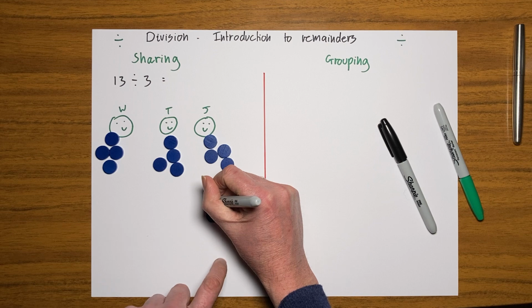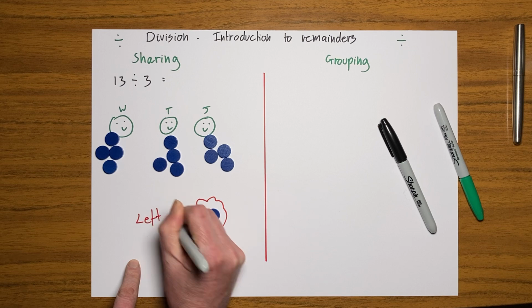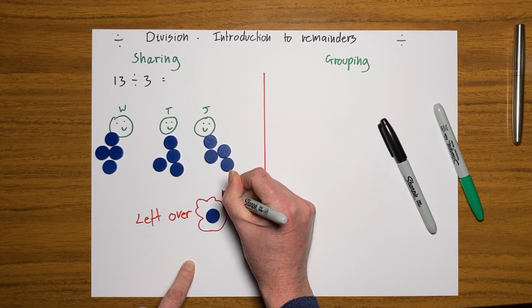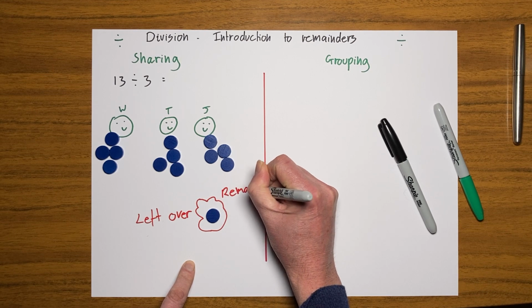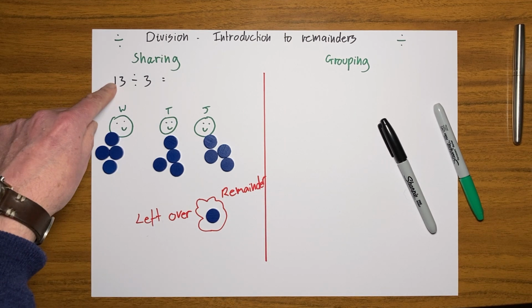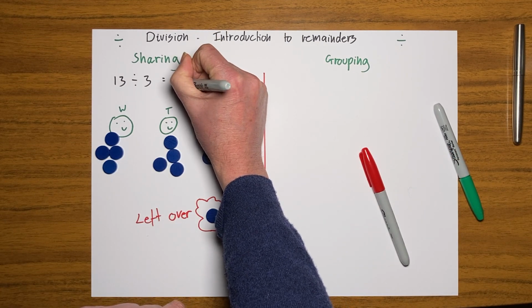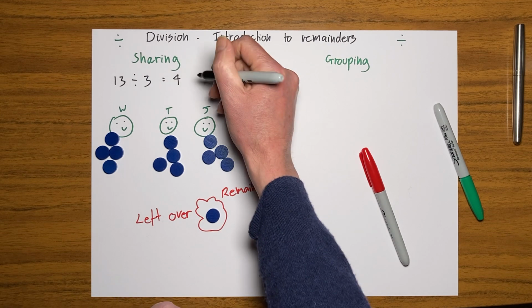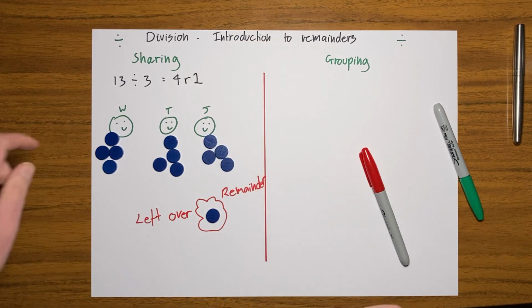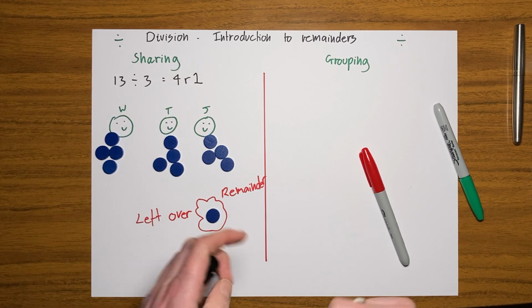And I'm going to put a circle around it, because this is the one which has been left over. And that is called, when it's left over, the remainder. And so what I have here is I had 13, I shared it between 3. They each got 4, and there was 1 left over. And so I write R for remainder, and then 1. So 13 shared between 3, they each get 4, and there is 1 left over.